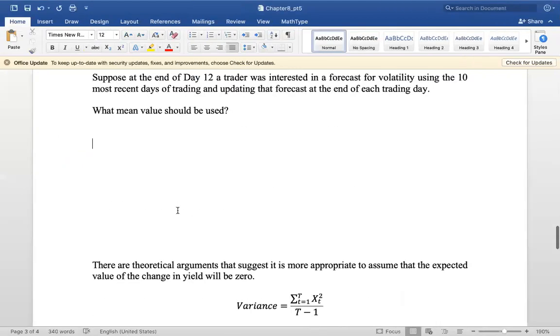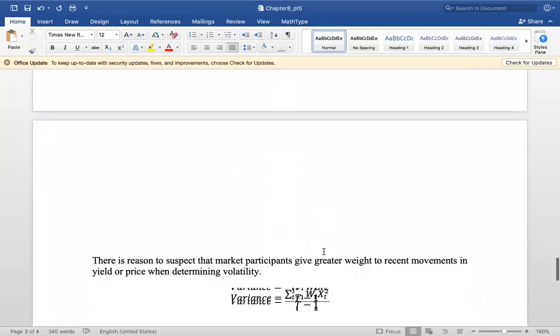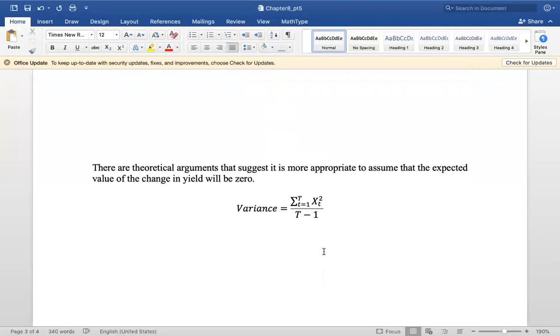When you use moving average, there are theoretical arguments that suggest that it is more appropriate to assume that the expected value of the change in the yield will be 0 as compared to using the actual value. So you can derive a formula for that: with 0, this will become the sum of xt squared divided by t minus 1. So this is the simplified formula. In this simplified formula, we basically weight each observation equally, right?